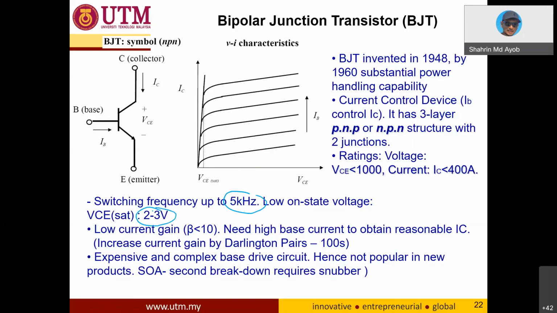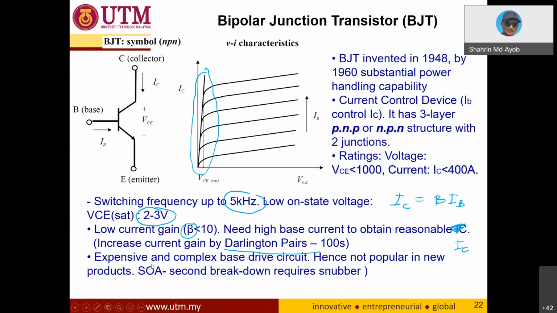In terms of the current gain, we know that IC equals beta IB, because this one is related to this one. It's very, very low, so you need some Darlington pairs to increase the beta, to get a reasonable IC here. Reasonable IC is not integrated circuit, it's actually I, small letter IC. To get a reasonable IC up to 400 amps, you need to have a higher beta. But usually for a BJT, the beta is very, very small.